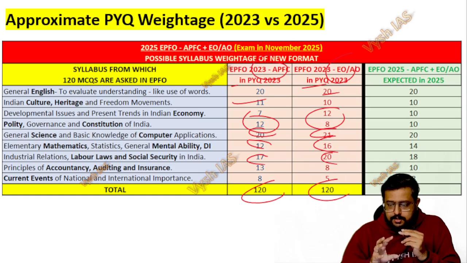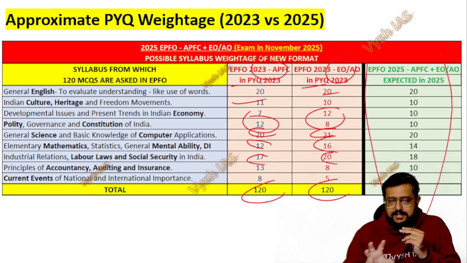In 2025, for the first time, they are going to combine these 2 papers because the pattern and syllabus are the same. For both posts, it is a single exam. So the expected weightage will be like this. We have just taken the average of the 2 papers from last time, and we have assumed that this will be the weightage of each topic, which is roughly 99% sure. So based on this, we follow the syllabus points.